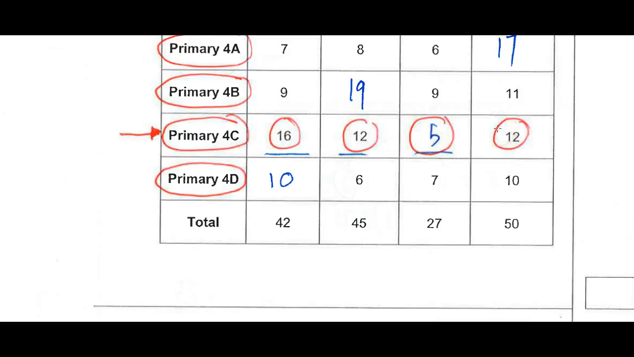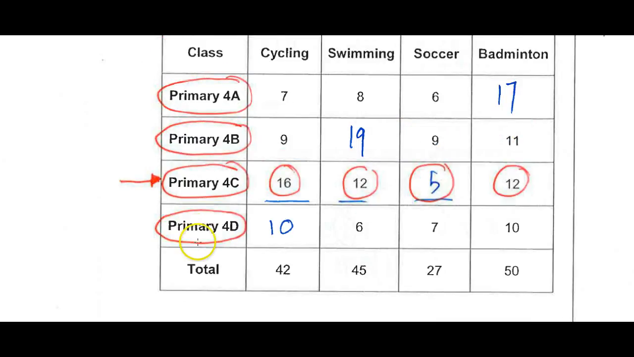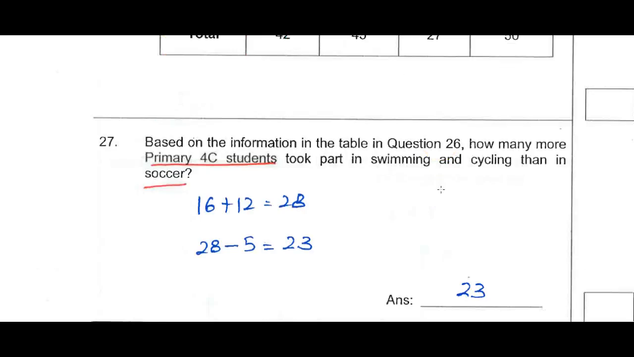Now let's take a look. Add swimming and cycling together. This is cycling and swimming. The total is 28, compared to the number of soccer here, which is 5. So what is the difference? 28 minus 5 is 23. The difference in the number of pupils in that CCA is 23.